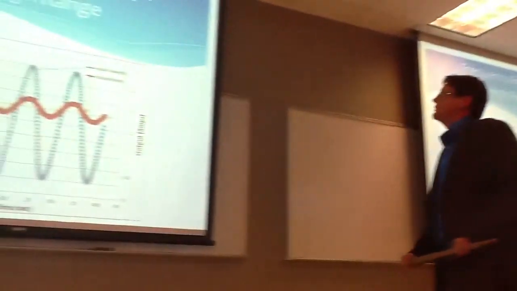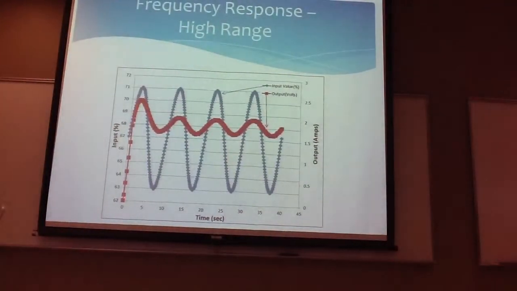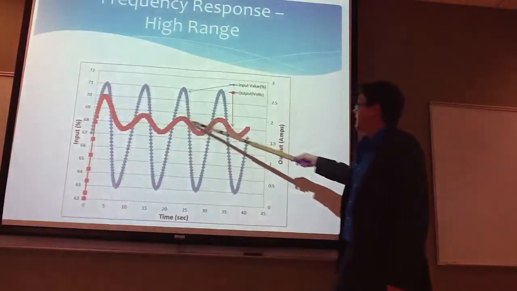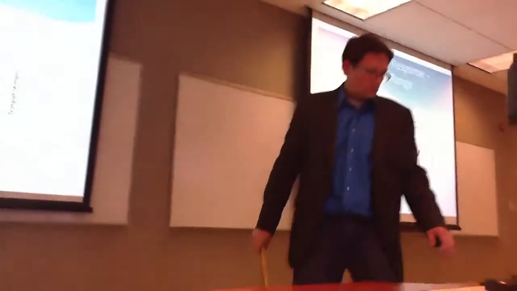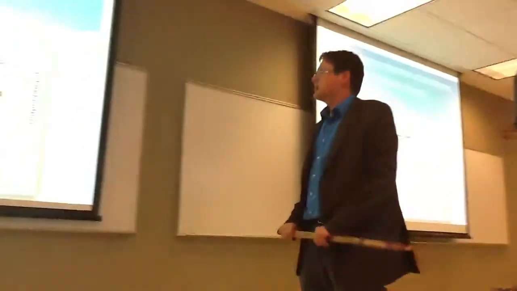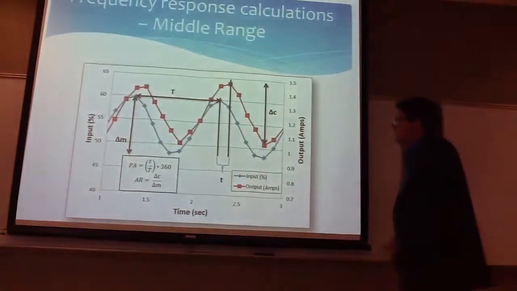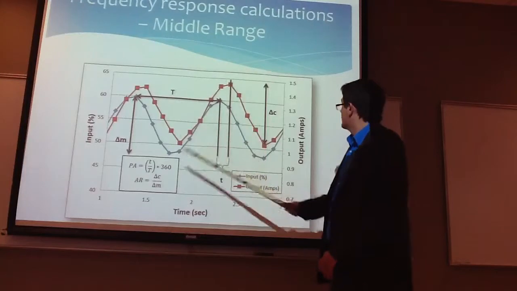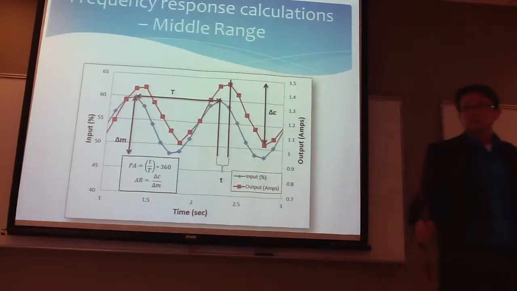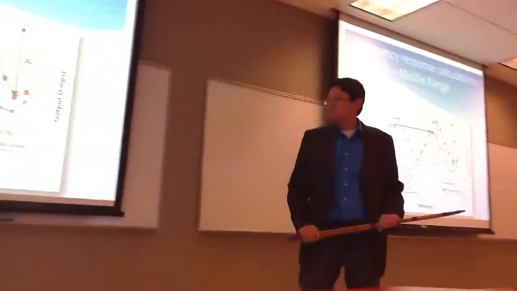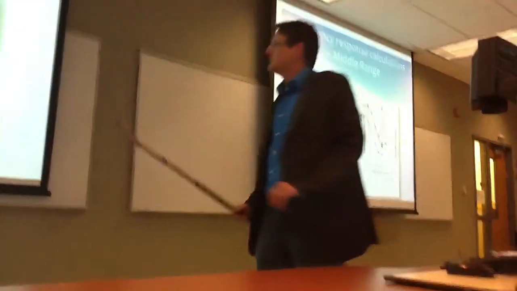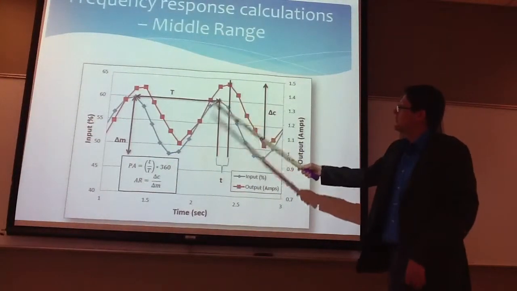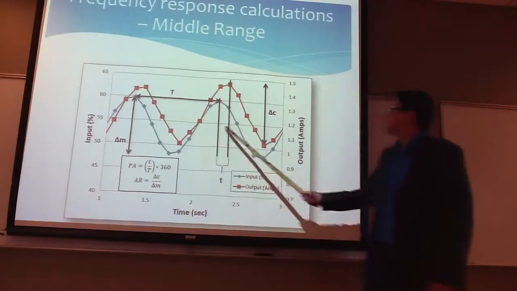So then we move on to our frequency response. This is an example of our high range frequency response. You can see the transients and the overshoot, and then settling out here to steady state. This is how we calculated our phase angle and amplitude ratio for our frequency response. The amplitude ratio is calculated similarly to gain, delta C over delta M. And then phase angle is little t over big T, where little t was the difference between the 2 peaks of the input and the output.